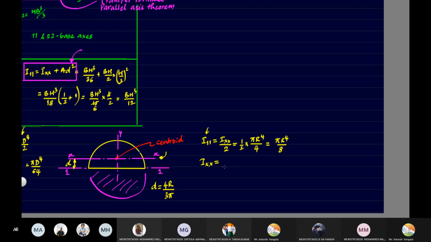So for IXX we want to use the parallel axis theorem. What should we write here? I'm writing the formula. You tell me what is the mistake. Is it correct?